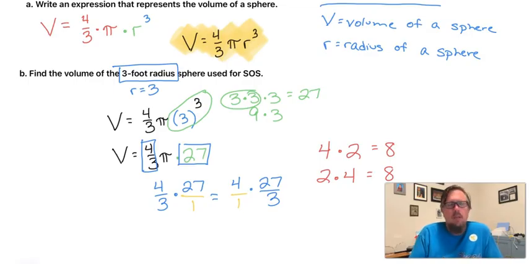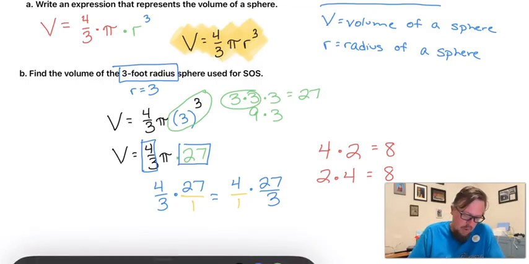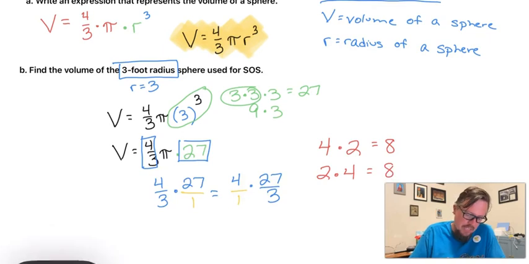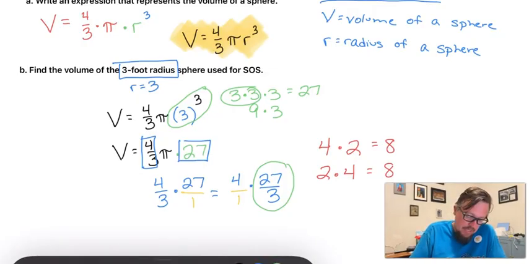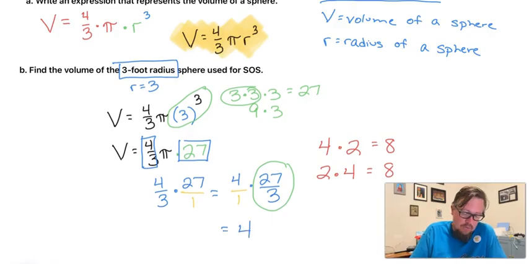You may be wondering, why in the world would you do that? Why would you switch it like that? And the reason is because this 27 thirds reduces. 27 divided by 3 is 9. So what I'm left with here is 4 over 1, which is just 4, times 9. And 4 times 9 is going to give me 36.